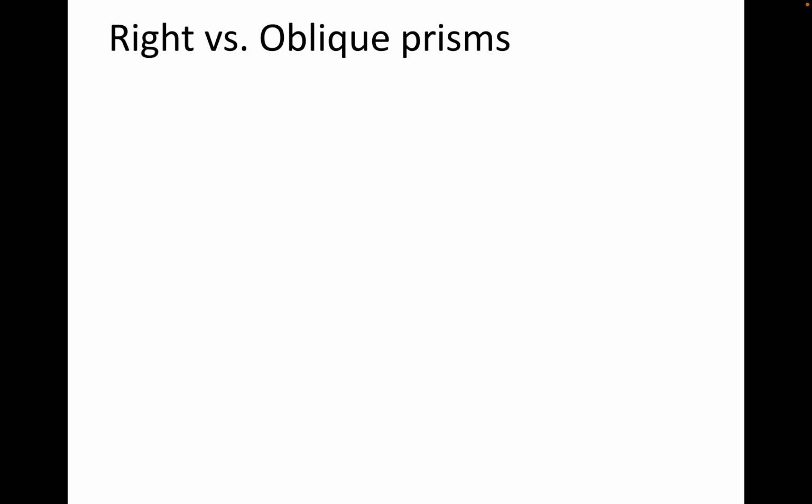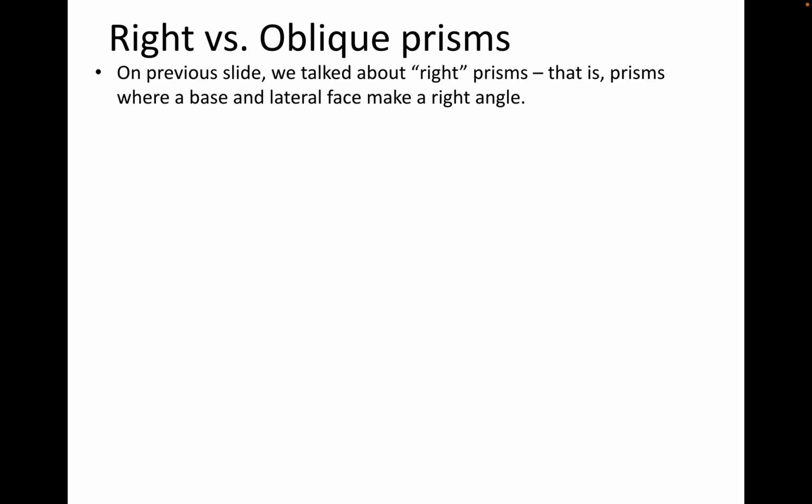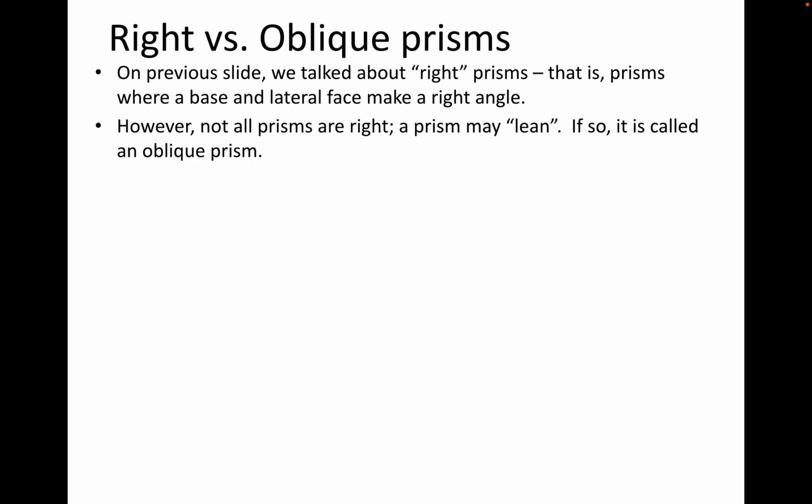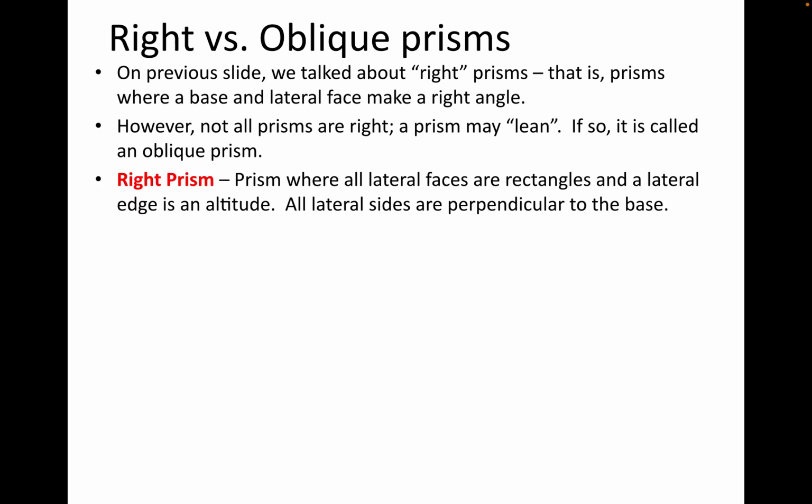All right, moving on. Right versus oblique prisms. So far we've only talked about right prisms, that is, prisms where the base and the lateral face make a right angle. And that'll be the type of prism we do almost all the problems on. However, not all prisms are right. A prism may lean a little bit, and if so, it is called an oblique prism.